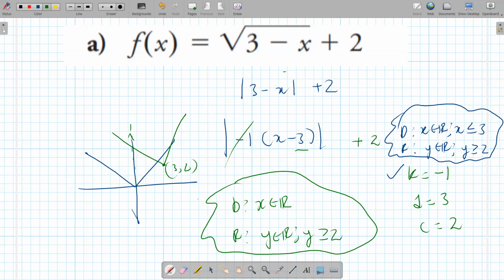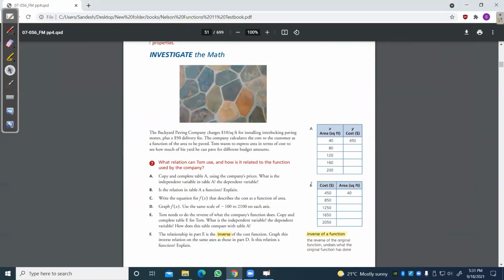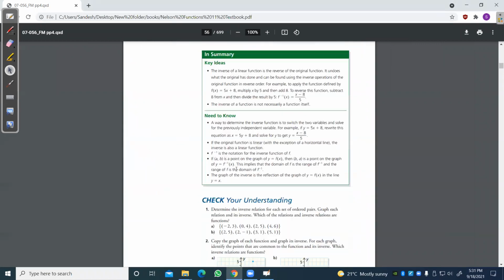Okay? Wasn't that bad, right? No. Yeah, it's not that bad. It's pretty fun. And chapter 2 is, I think, even easier than chapter 1.